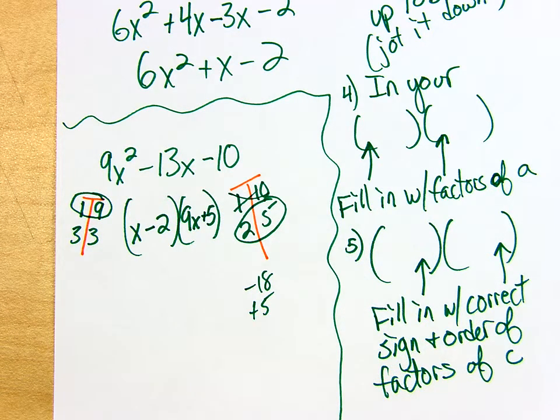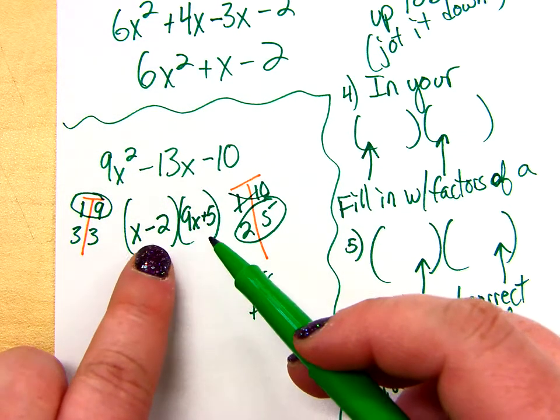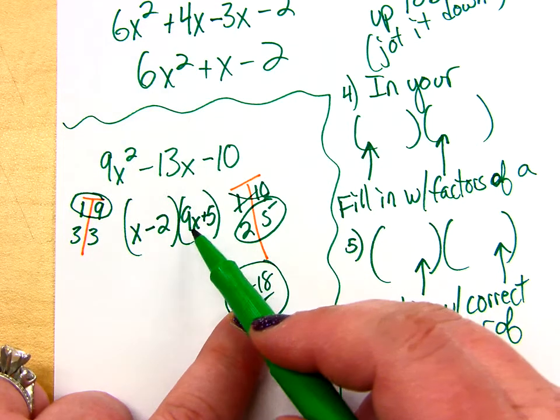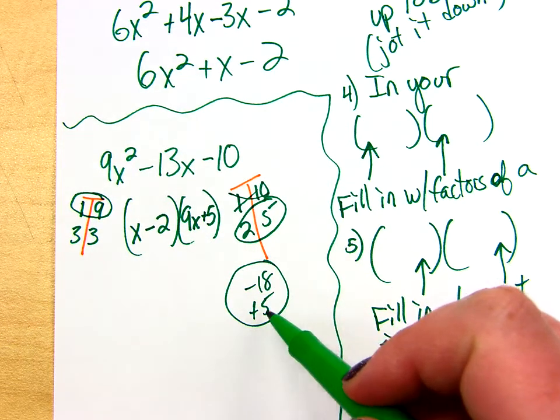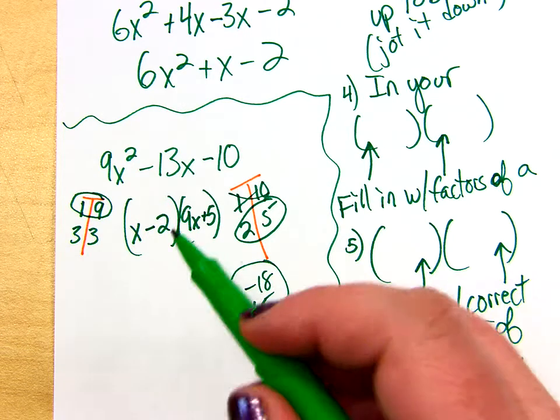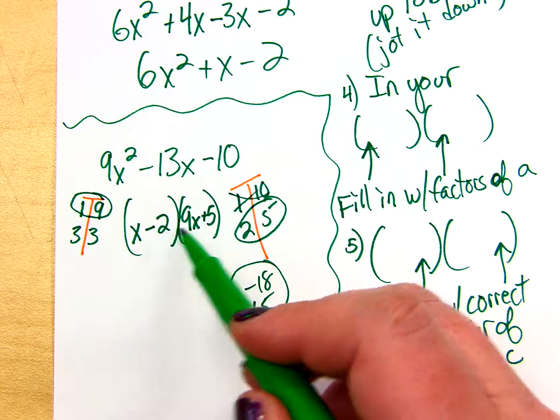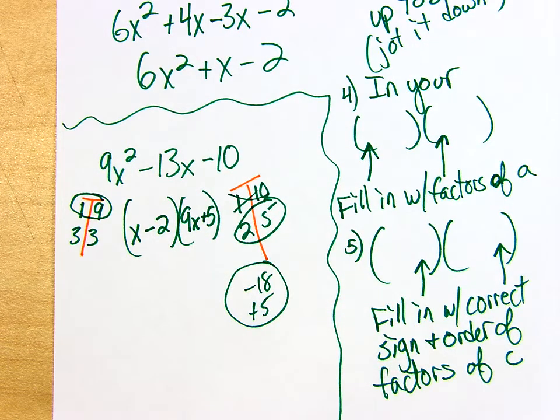Yep. Will it always work out? Because like how we wrote it out for the negative 10, it was 2, 5. So would the 2 always go on the first one? No. Nope. That's why you've got to play around with them. So I like to write these numbers because I know I need to get to a negative 18 and I need to get to a positive 5. So if I already had the positive 9 there, the only way to get to a negative 18 is multiplied by a negative 2. Think about when you're foiling, right?